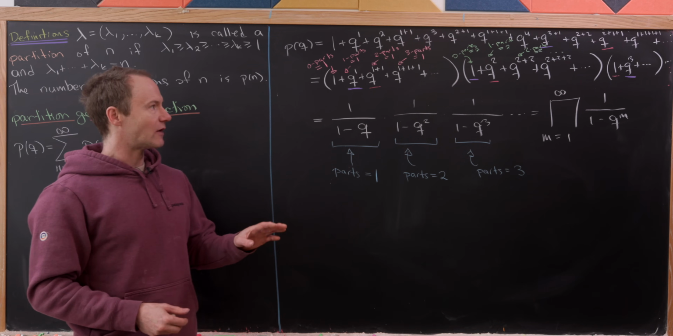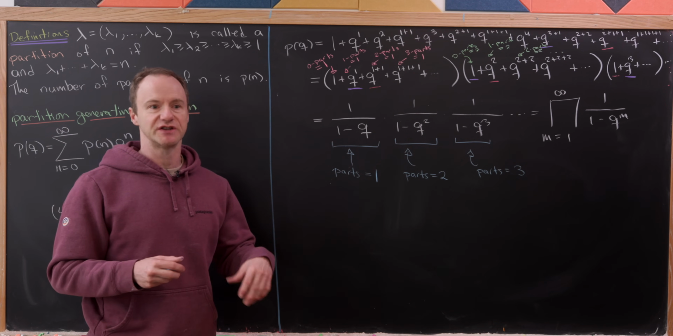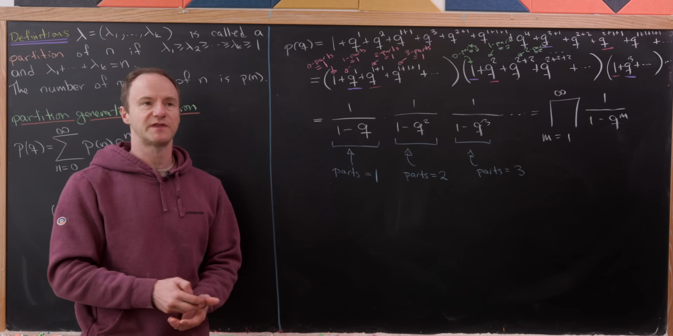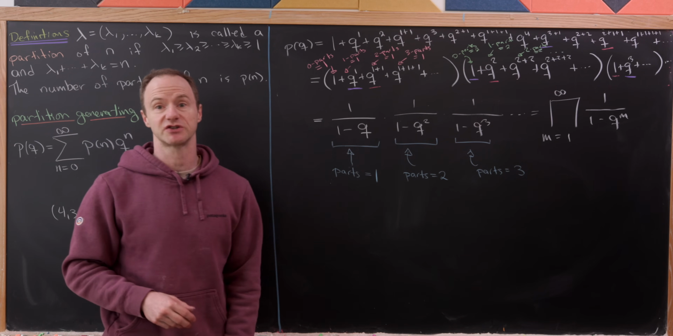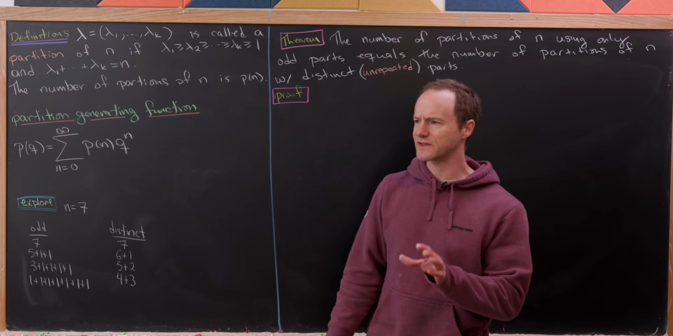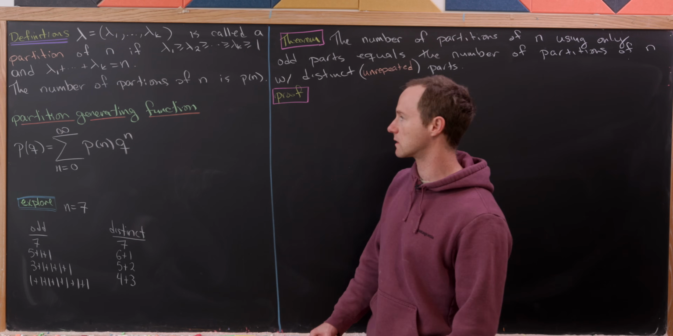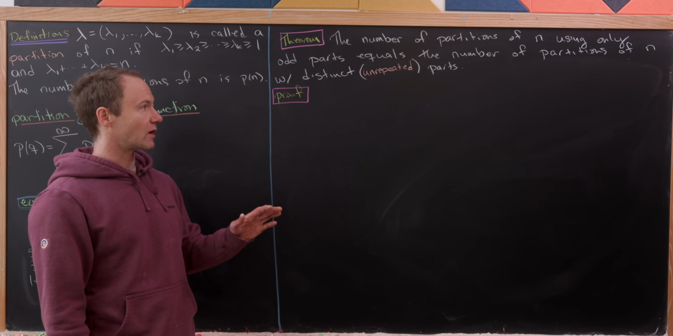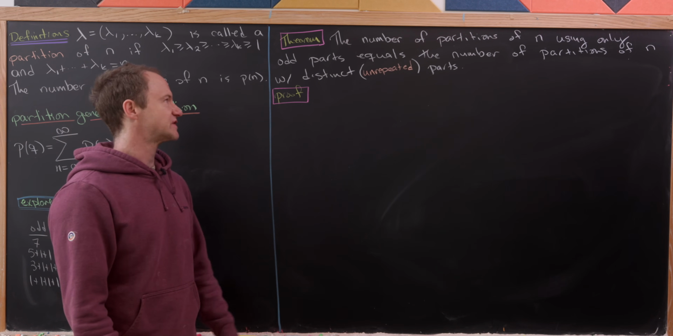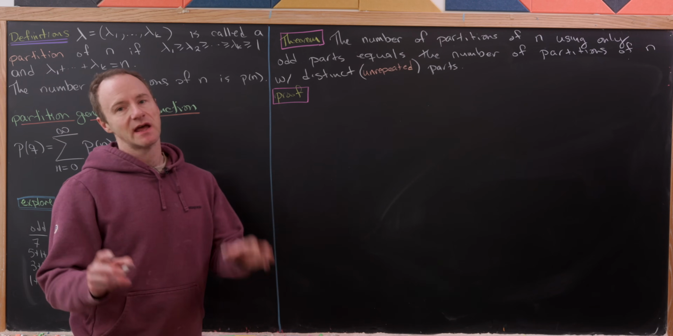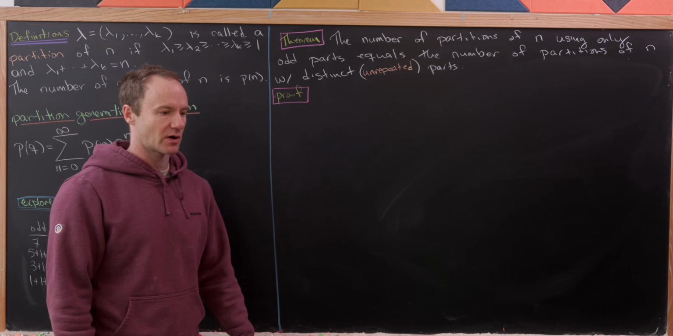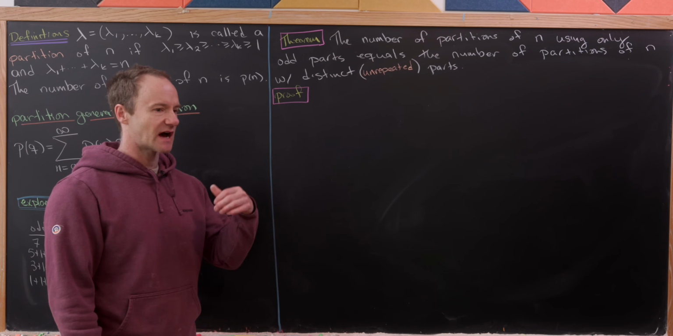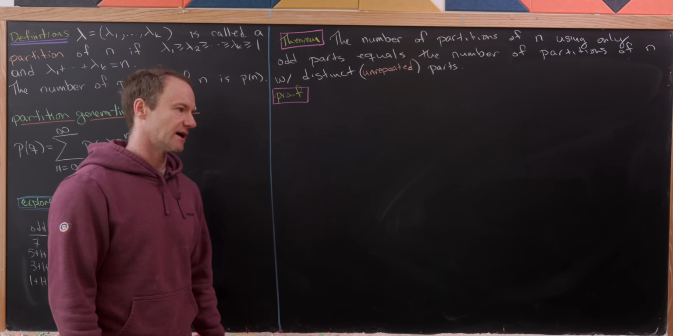Okay, so now let's use this observation that we've just made to prove some theorems about integer partitions. Now we're going to prove a really classic theorem, which I think was first proven by Euler, and that is the number of partitions of n using only odd parts equals the number of partitions of n with distinct parts. And by distinct, I mean unrepeated parts. So that means the parts can be used either 0 times or 1 time.